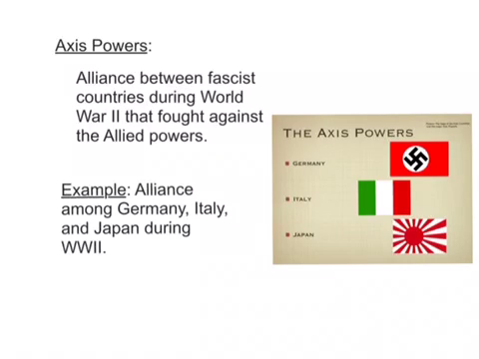Our next key term is the Axis powers. This was an alliance between fascist countries during World War II that fought against the Allied powers. These countries included Nazi Germany, Italy, and Japan. Make sure you're using the example, drawing a picture, or using key terms in the far right-hand side of your vocabulary chart.